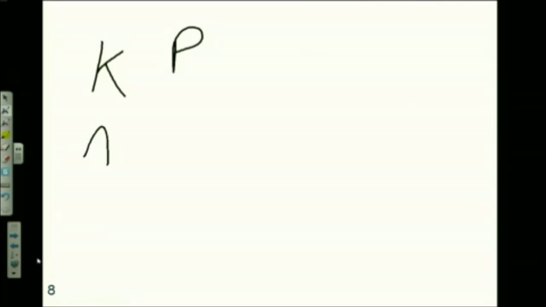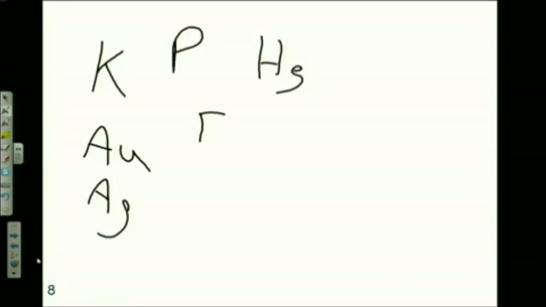Same thing with gold and silver. These come from the Greek names, right? Aurum and argentum or something, right? So they come from the Greek names. Right? Mercury, right? That's a G. Iron. That's an F. Why is that iron? That's an F. It comes from the old Greek word ferrum, which means iron.